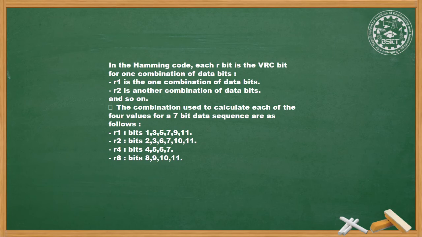So how do we calculate the redundancy bits? It depends on the combination of data bits. The combinations used to calculate each of the 4 values for a 7-bit data sequence are as follows. R1 uses bits 1, 3, 5, 7, 9 and 11, which means all the odd-numbered bits are used. R2 uses bits 2, 3, 6, 7, 10 and 11. R4 uses bits 4, 5, 6, 7, and R8 uses bits 8, 9, 10, 11. And these bits are used to calculate the VRC bit.